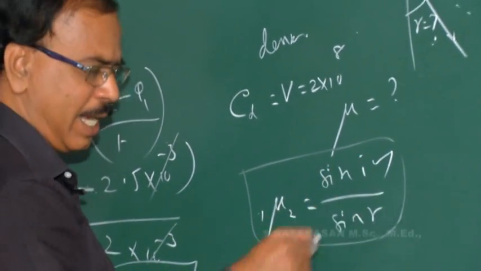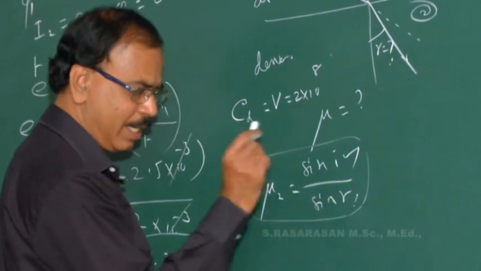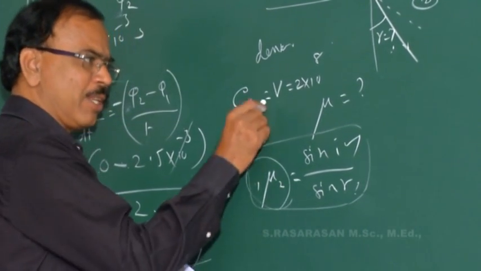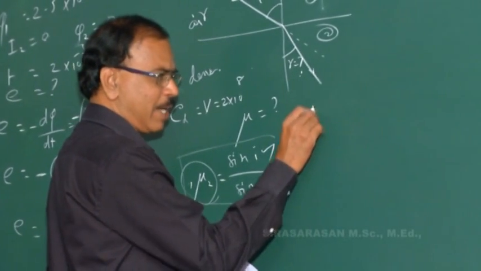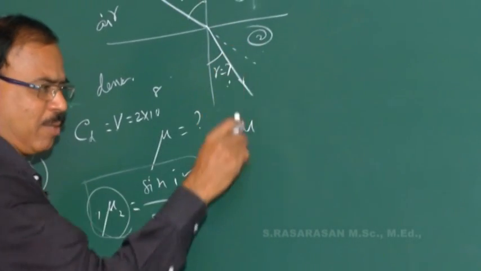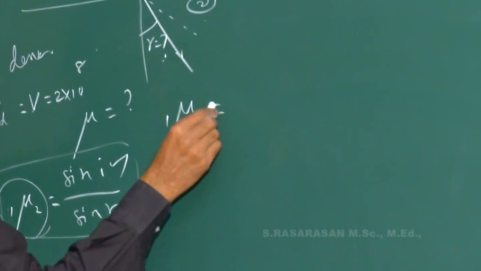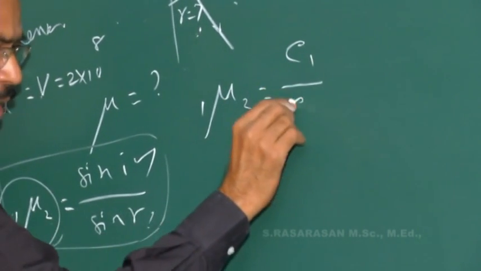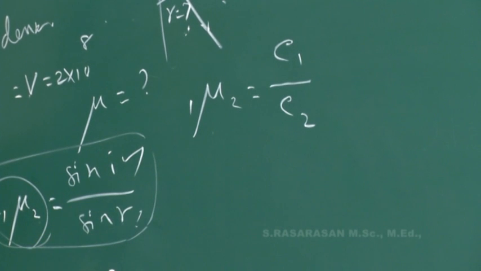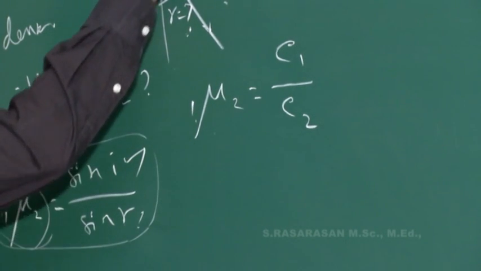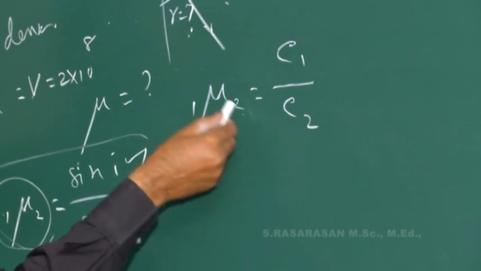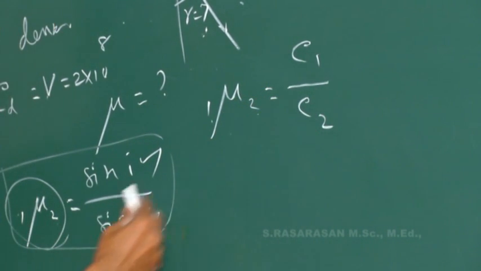So they have given I and asked for R, and mu is needed. Have they given a way to find it indirectly? Yes, we know the refractive index when light travels from first medium to second medium: the velocity of light in first medium over velocity of light in second medium gives the refractive index of second medium with respect to first medium. We know this formula also. The ratio of two velocities gives a refractive index, equal to C1 by C2.